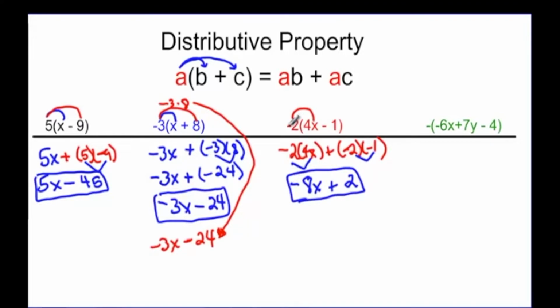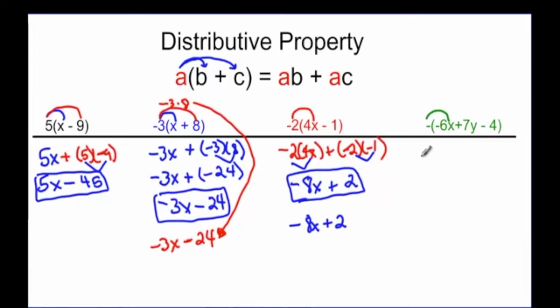Again, you can think of it as negative 2. You could just go ahead and do the work. Negative 2 times 4x is negative 8x, and negative 2 times negative 1 would be a positive 2. So you can distribute and do these steps in your head if you want. All right, one more example.